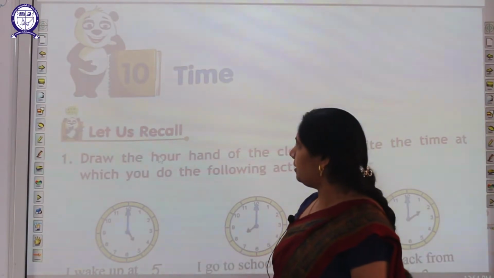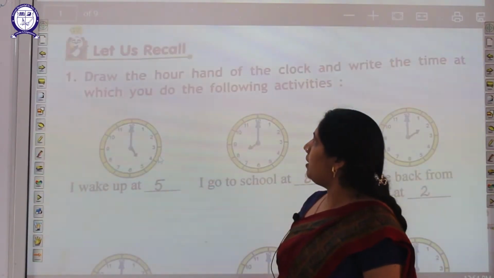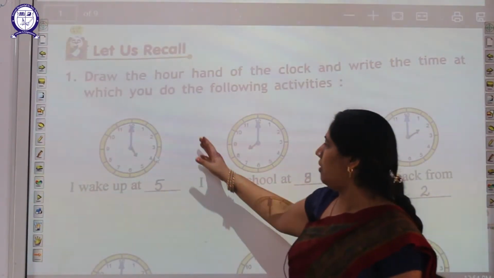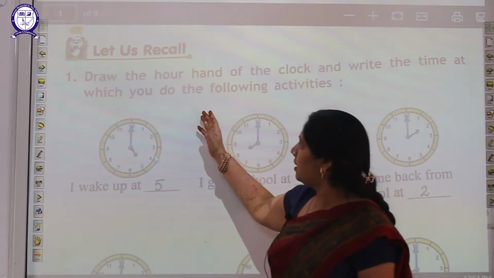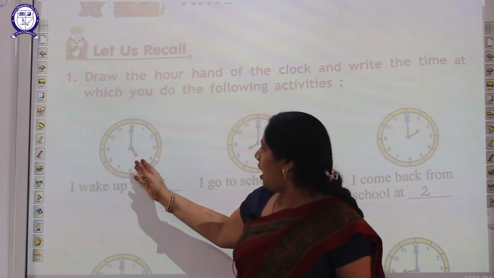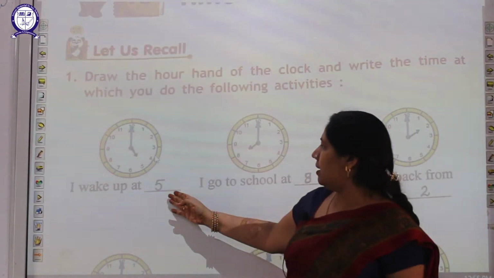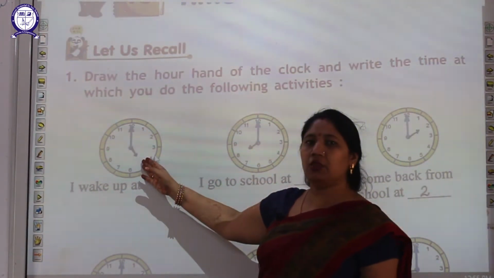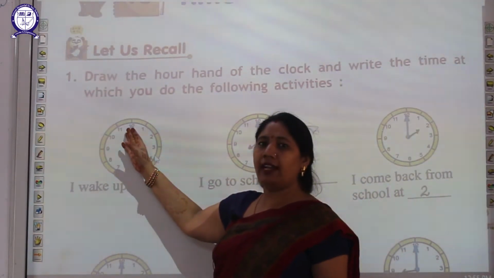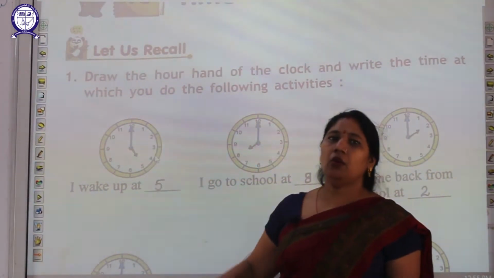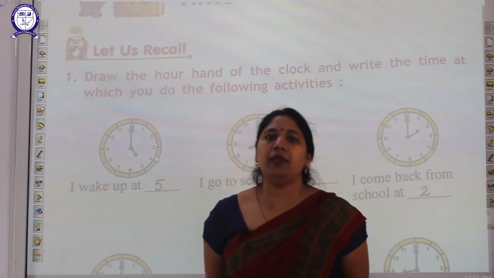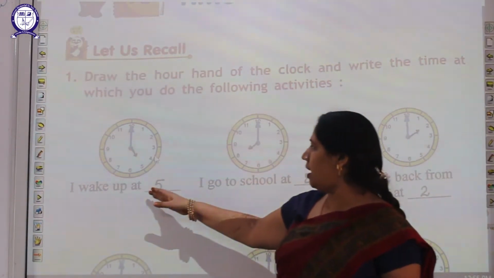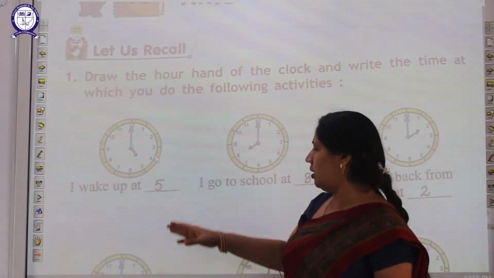Let's start. Let's recall what you have done in previous classes. I wake up at... Students, look here, the small hand is on 5 and the long hand is on 12. When the long hand is on 12, then the time is o'clock. So I wake up at 5 o'clock.